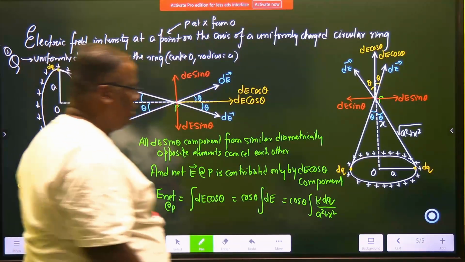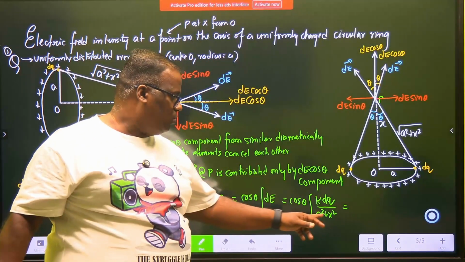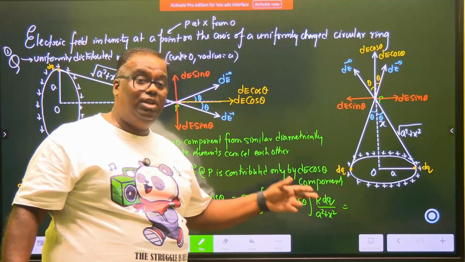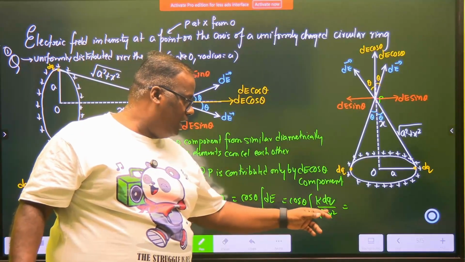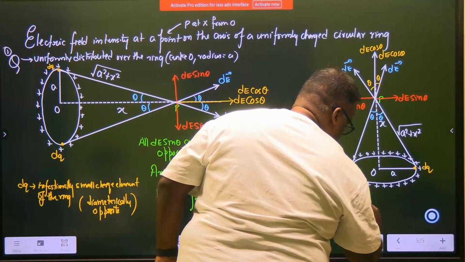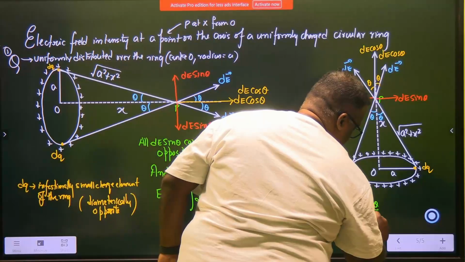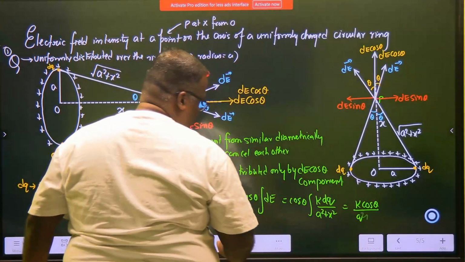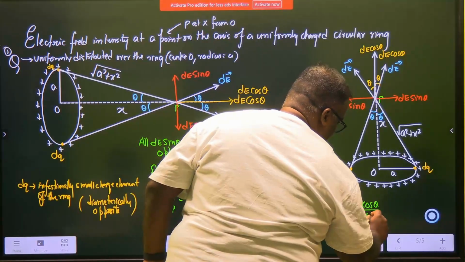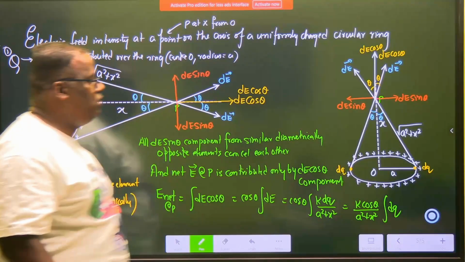Right. Can I go further, children? Now let's see what are the constants out here. A square plus X square has nothing to do with the integral. The integral is over dQ. So K, A square plus X square, cos theta all come outside. So we write K cos theta over A square plus X square. Don't confuse here. Many children will say, sir, how did you take X outside? Well, my integral is not with X. My variable is dq.